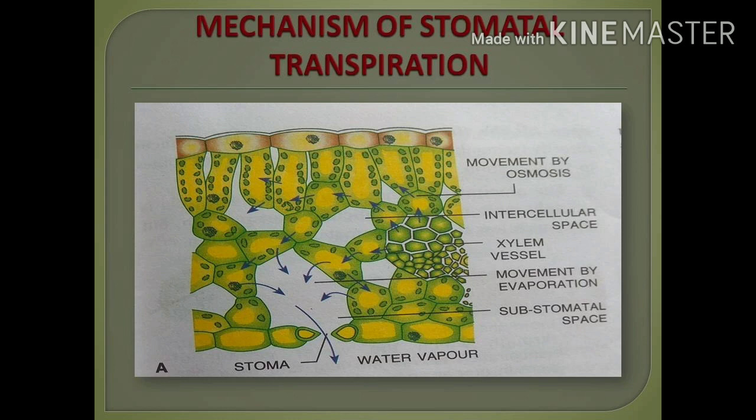Substomatal space means where there is a stomata, just above that region, there are no cells. There are only empty spaces. That region is called substomatal space. That water will come to the substomatal space, and in the daytime, stomata are always in open condition, and through this stoma, the water vapor will come out from the leaf. So this is the mechanism of stomatal transpiration.